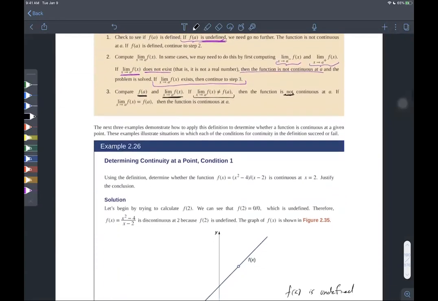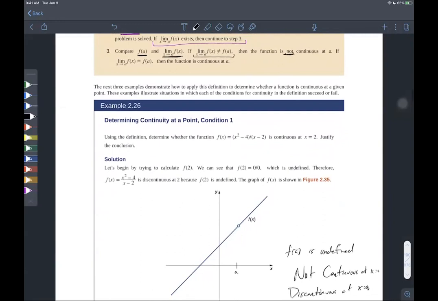Now let's use this problem-solving strategy here. Let's read the solution. Using the definition, determine whether the function f of x equals x squared minus 4 over x minus 2 is continuous at x equals 2. Justify the conclusion. And we've seen this function before. Let's begin by trying to calculate f of 2. We see that f of 2 is 0 over 0, which is undefined.